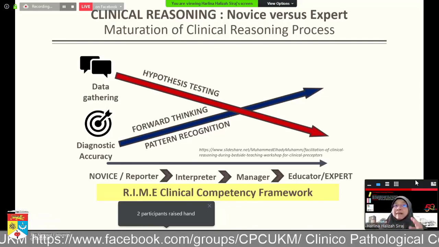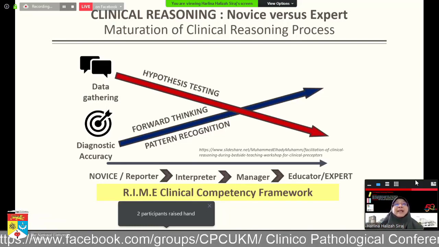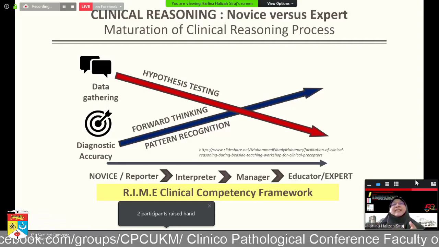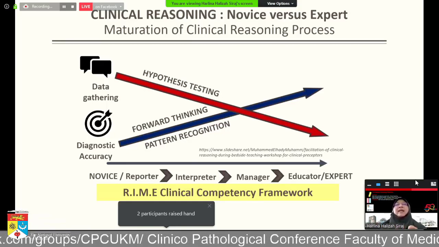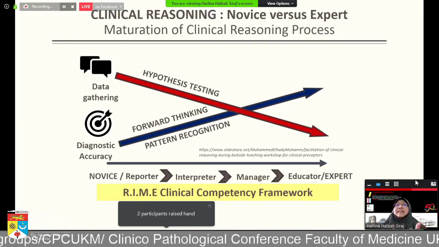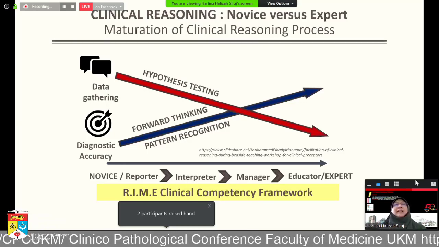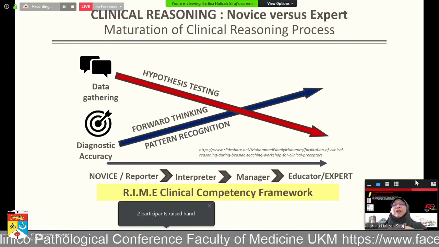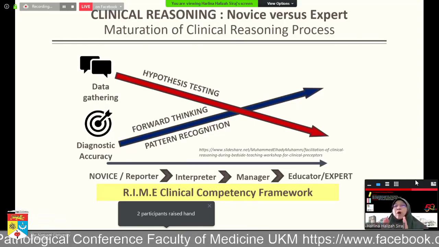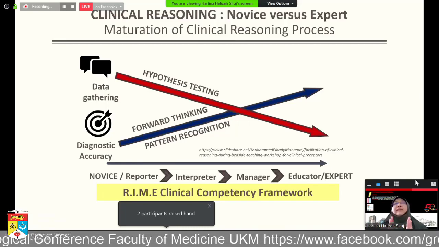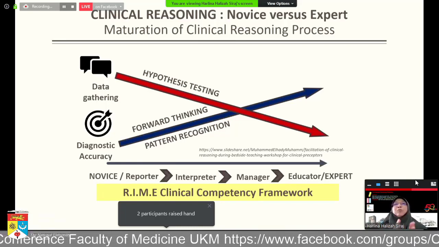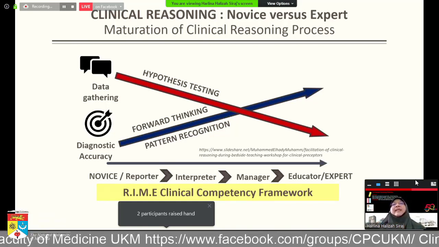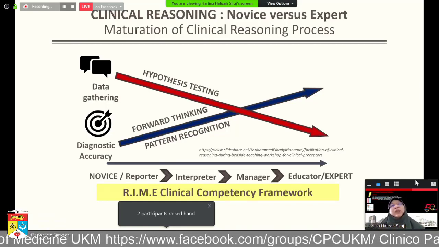So they will be just gathering data, like a reporter, and then they will start to interpret that. That is actually the next step. And this is when they start to understand that certain diseases have a certain illness script, and they start to recognize patterns, and then they will cross over when they become competent enough to manage the patient, making a right diagnosis, a good one, and a list of differential diagnoses, and finally deciding what to do with all those data.